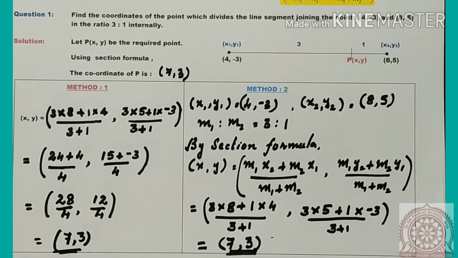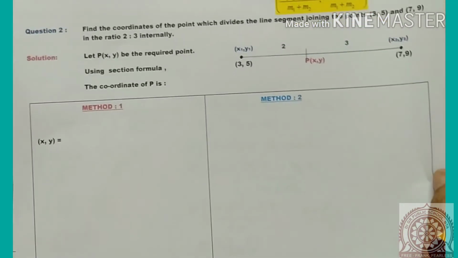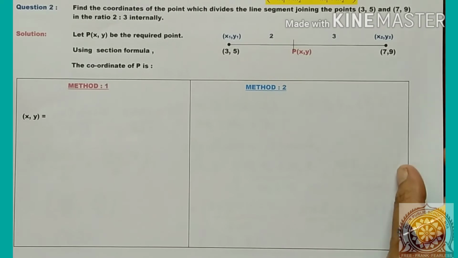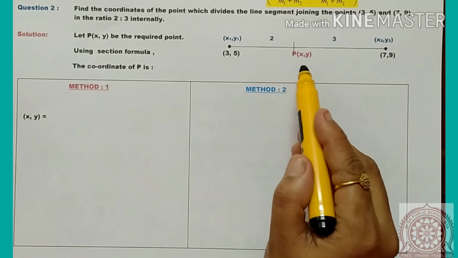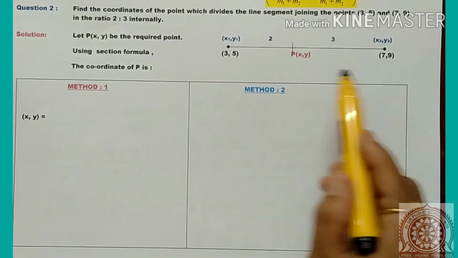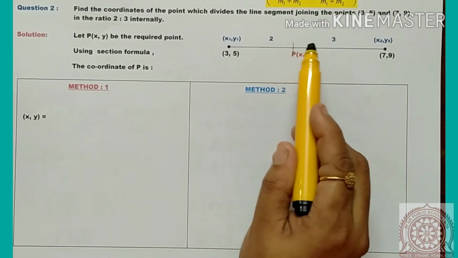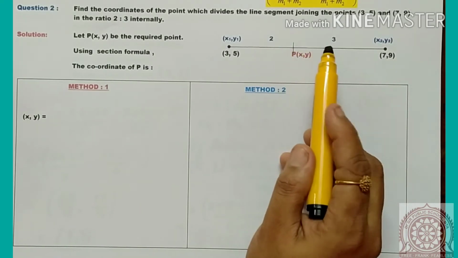I will discuss one more question. Wait, not the same one. It's the direct question. Question 2. Find the coordinates of the point P which divides the line segment joining the points 3, 5 and 7, 9 in the ratio 2:3. Here the ratio is given as 2:3, which is your m1 and m2.